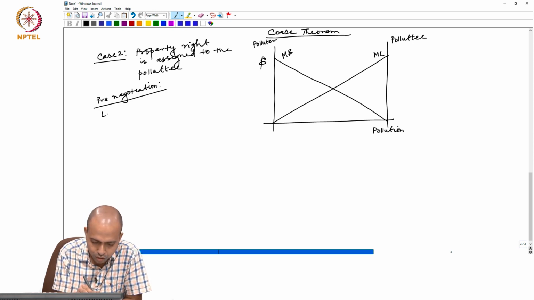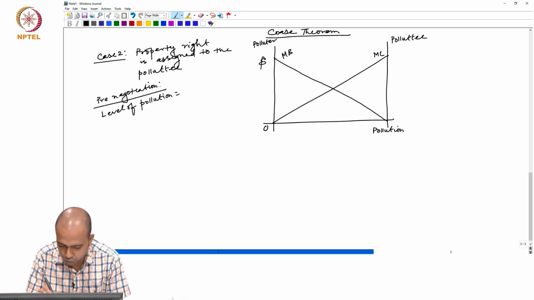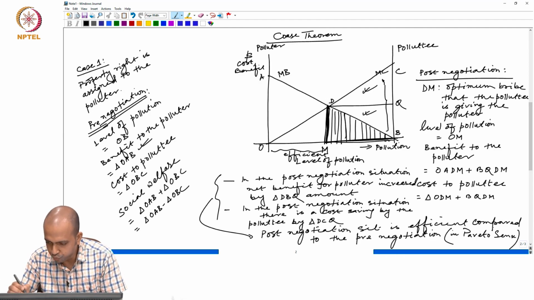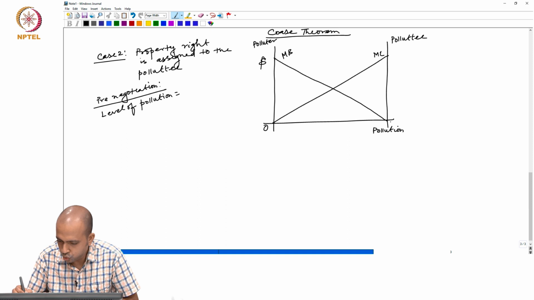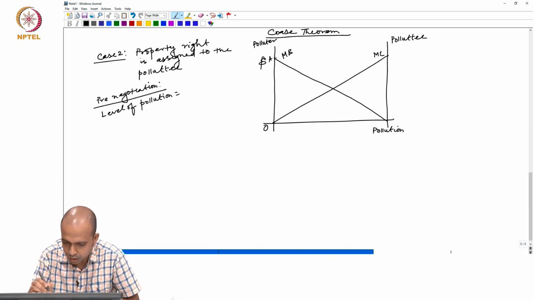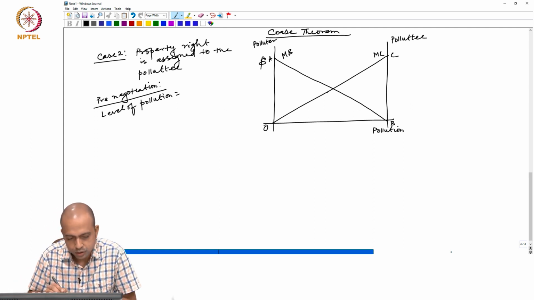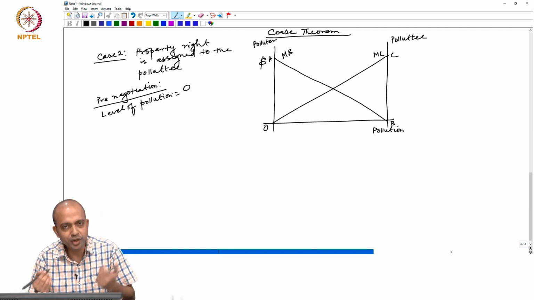What is the level of pollution? Level of pollution. When the right is given to the pollutee, what would be the level of pollution? This is O, what is the name we have given? Same name we will give, O A B C. Okay. Level of pollution. So, obviously, when the right is given to the pollutee, level of pollution is 0. Pollutee won't allow the polluter to make any pollution.